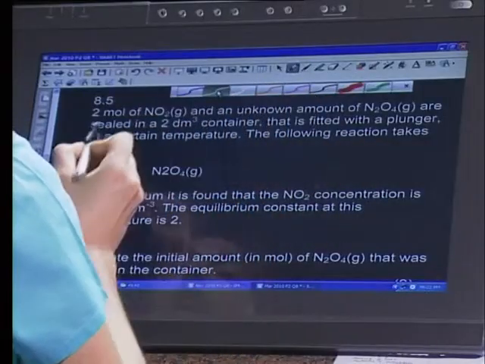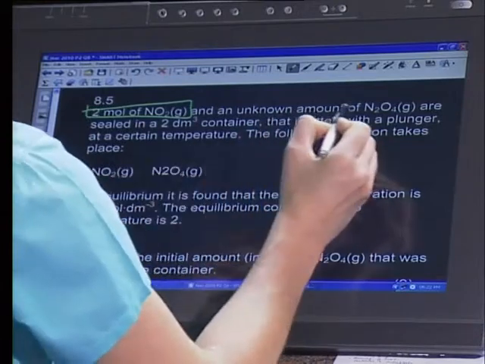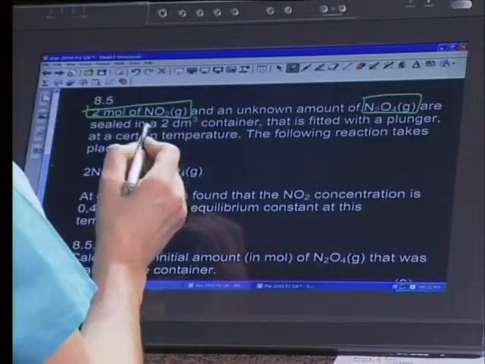Yeah. Cool. Okay, so the information that they give us is we start off with 2 mole of NO2 and an unknown amount of N2O4 gas that are sealed in a container.